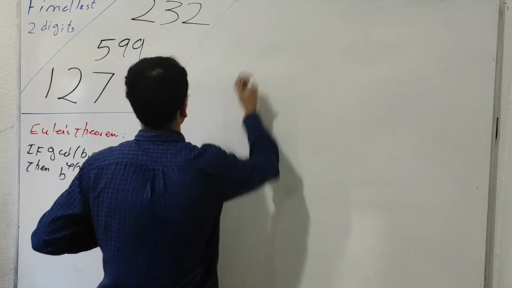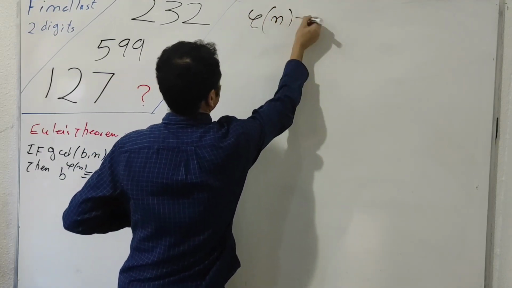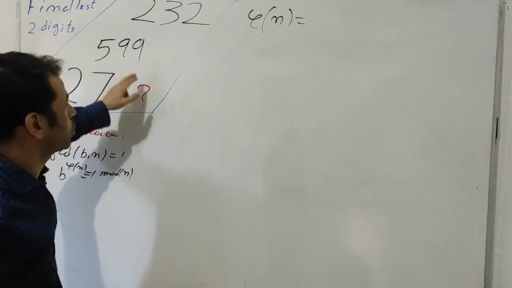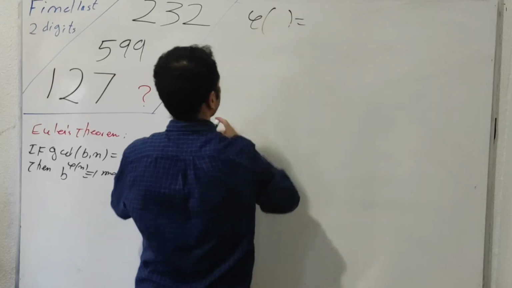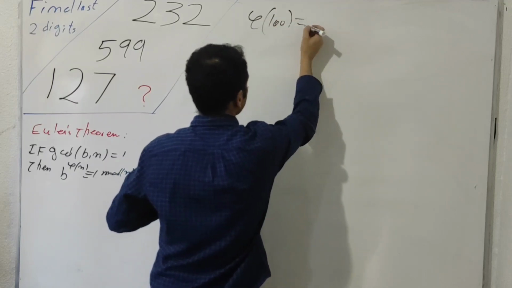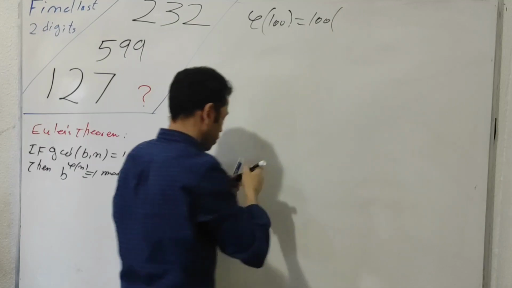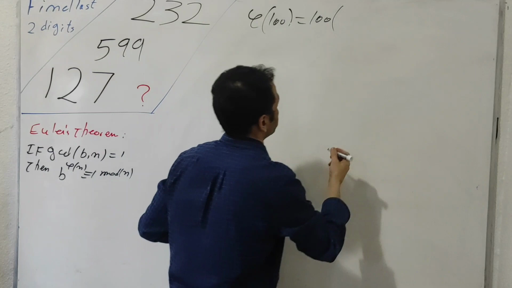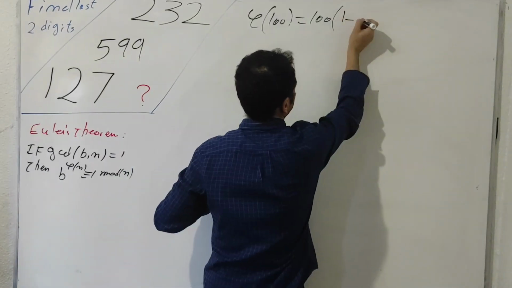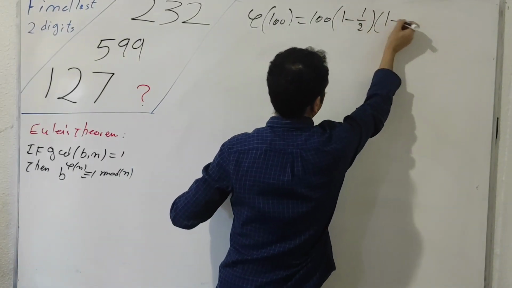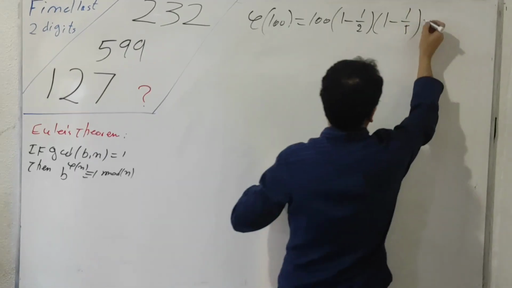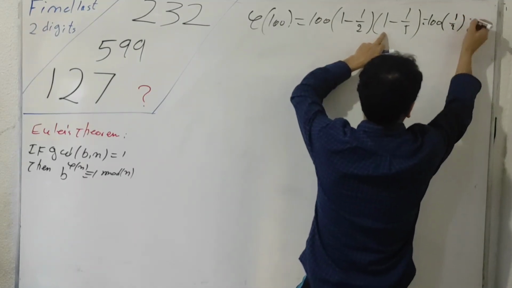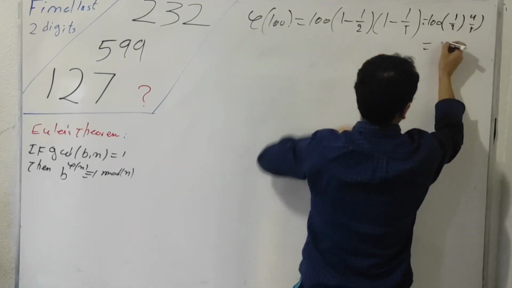Okay, so we have phi of N. I'm going to calculate phi of N of this one. I'm going to reduce the whole thing to mod 100. Phi of 100 equals 100 multiplied by the prime factors of 100. We have only 2 prime factors, the number 2 and the number 5. So we have 1 minus 1 over 2 times 1 minus 1 over 5. This one gives us half, this one gives us 4 over 5. If you calculate this, you find 40.